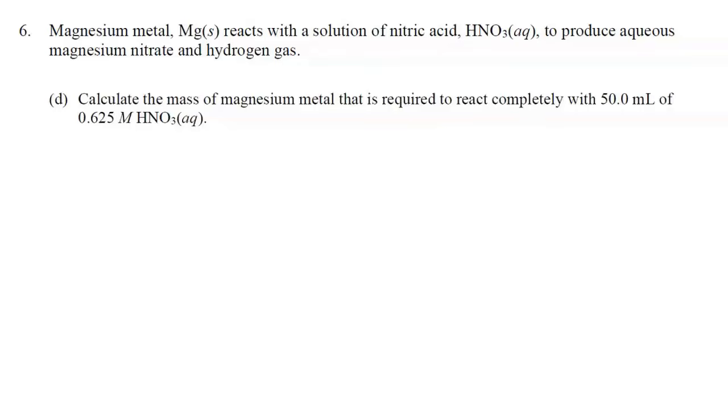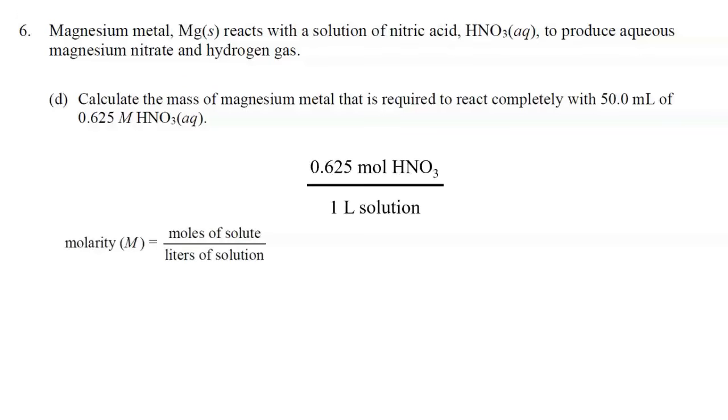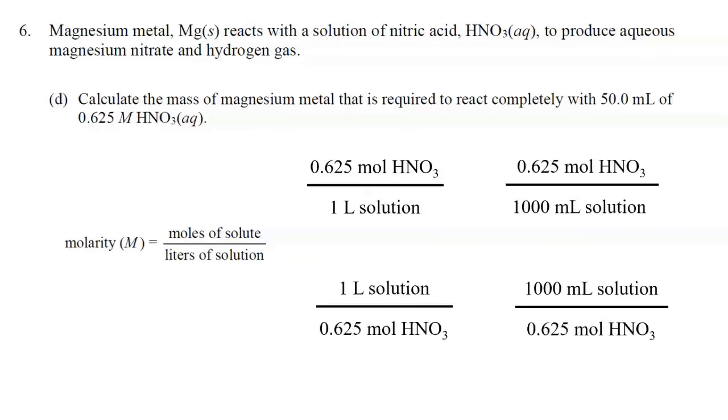It says calculate the mass of magnesium metal that is required to react completely with 50.0 milliliters of 0.625 molar nitric acid. So 0.625 and then capital M means molarity. That means there are 0.625 moles of nitric acid for every 1 liter of solution. When you write the molarity with a top and a bottom in terms of number and unit, you can think of it as a conversion factor. So we could replace 1 liter of solution with 1,000 milliliters of solution, or we could write either of these conversion factors upside down.